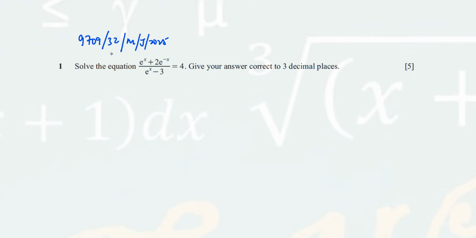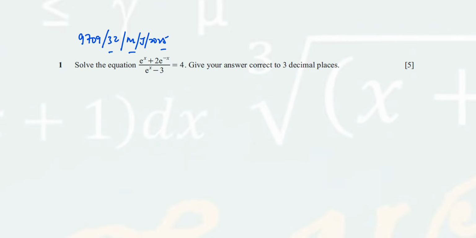This video is to discuss paper 3-2 for May-June 2025. Okay, so let's start. Number 1, solve the equation. Give your answer correct to 3 decimal places. Okay, so first of all, I will rewrite the question.